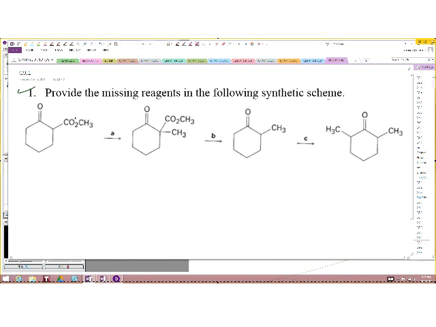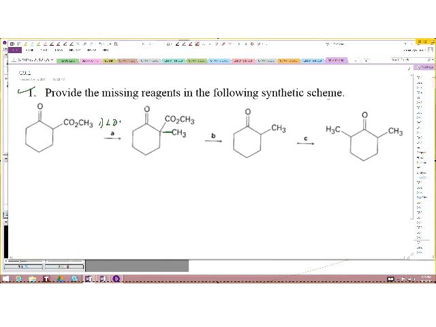Okay, so what we have here, we are going from this molecule here. And then we need to do an alkylation. In other words, we are forming a new carbon-carbon bond right here. So what reagent do we need for this? Anybody has an idea? What is the first thing you need to do? Form the enolate. Okay. What are you going to form the enolate with? LDA. Very good.